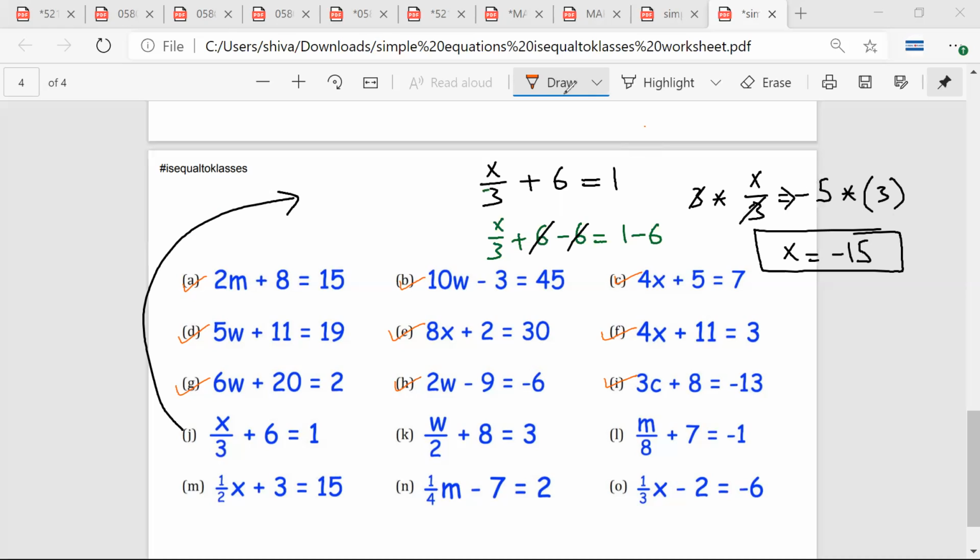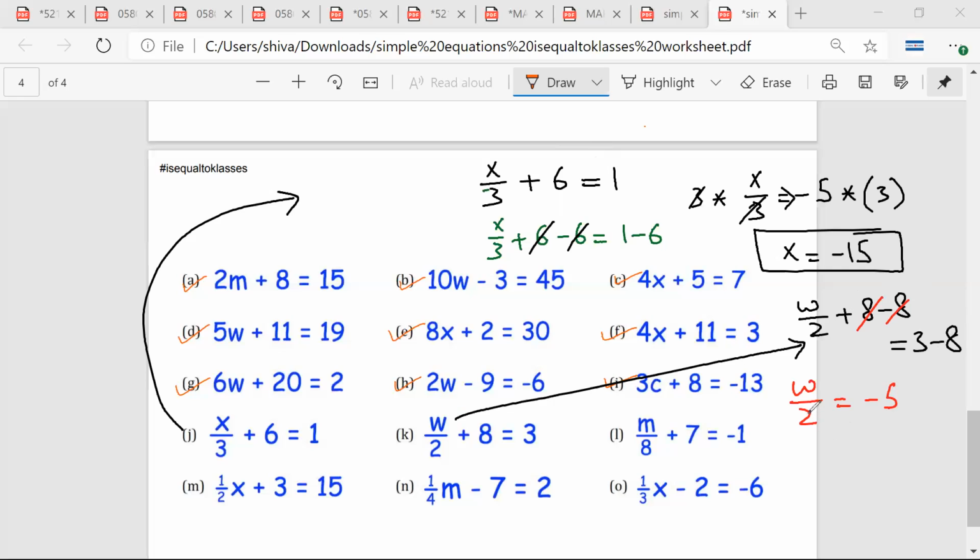Mr. Sarthak, very nice. Mr. Sarthak, how did you do this question? So I added minus 8 on both sides. Shabash, shabash. Very nice. Mr. Satya, any confusion? No, sir.